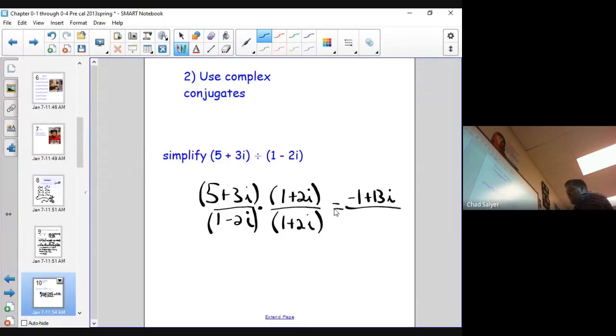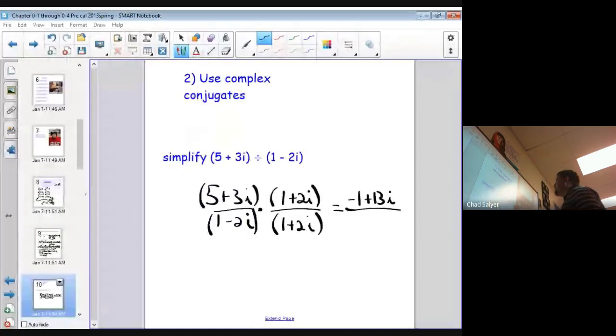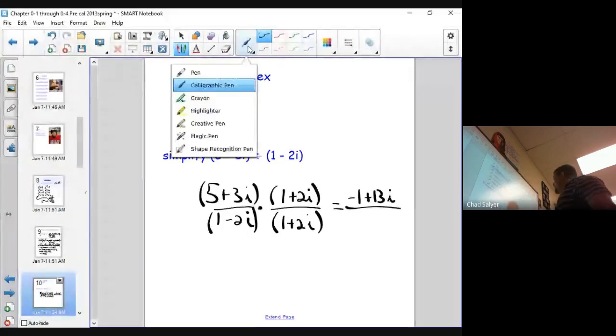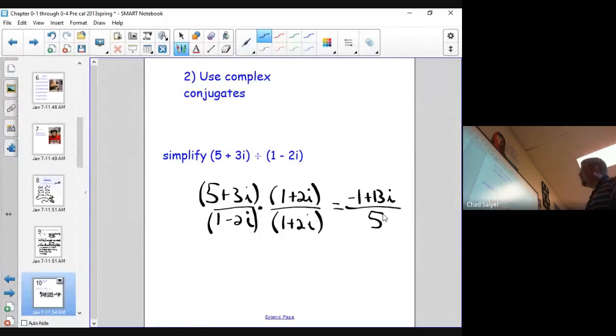And this is kind of interesting. Because I use the conjugate, the denominator should be a real number. So we're going to do (1 minus 2i) times (1 plus 2i), and the answer is 5. So there we go. We have used complex conjugates to realize the denominator.